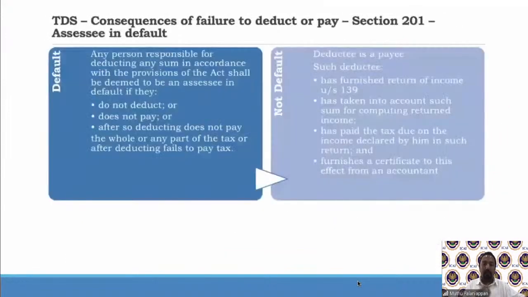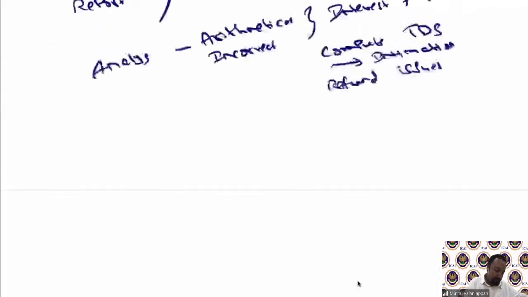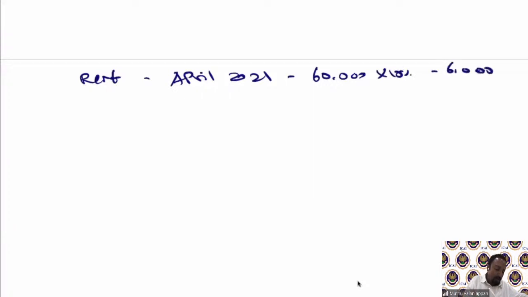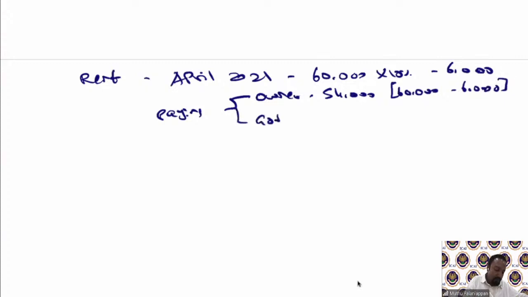So this is there. Now, if there is any late payment, we said it has to be paid, right? So let's say there is a transaction. Let's take rent itself. Rent for April 2021 is 60,000. I'll have to deduct 10%, that is 6,000, while paying to the owner. I'll pay 54,000, which is 60,000 minus 6,000. To government, I'll pay 6,000. Okay, this is the rule.